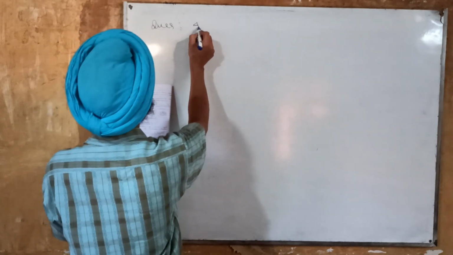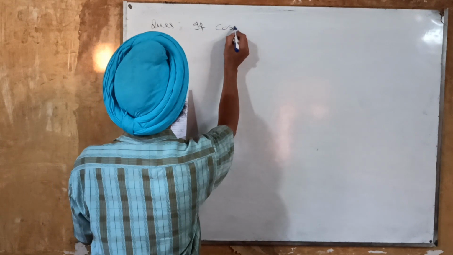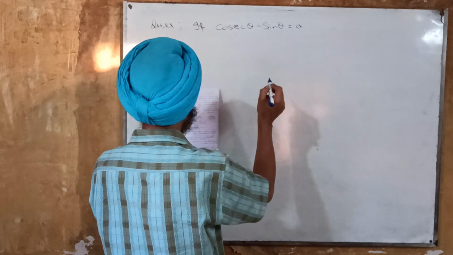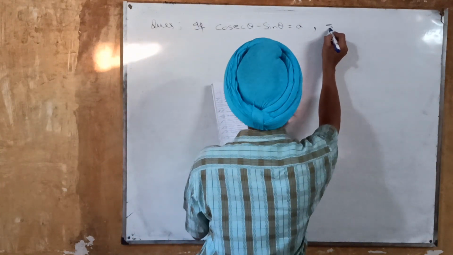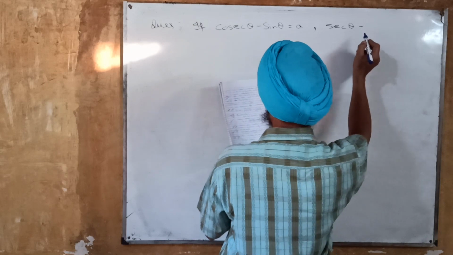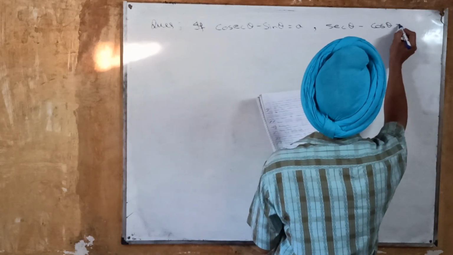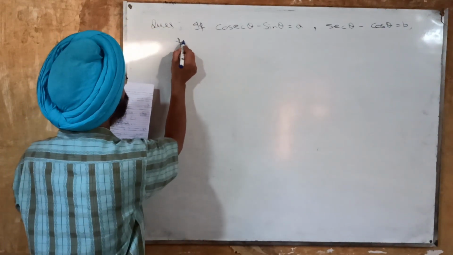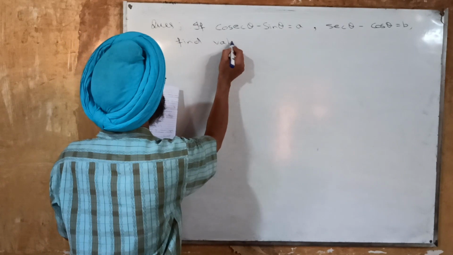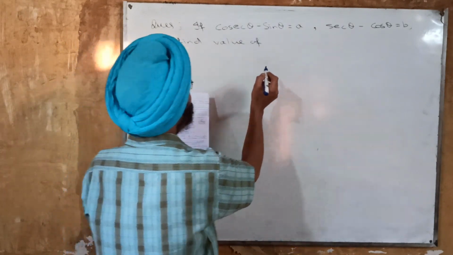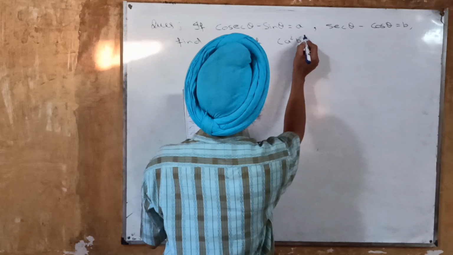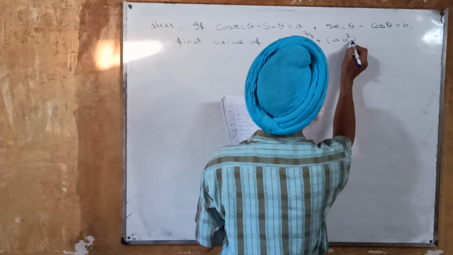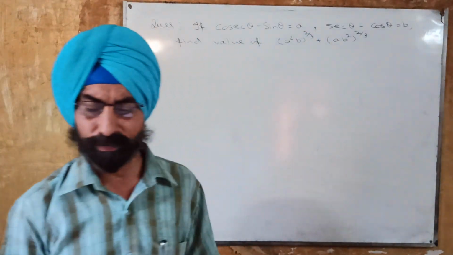The question is, if cosecant theta minus sin theta is equal to A and secant theta minus cos theta is equal to B, then find the value of A square B power 2 by 3 plus AB square power 2 by 3. We have to evaluate this term.